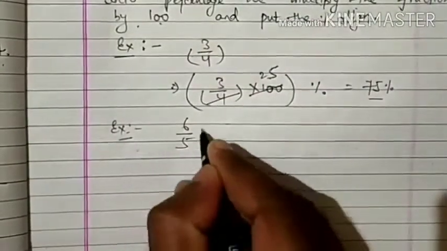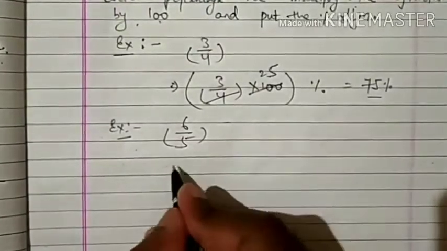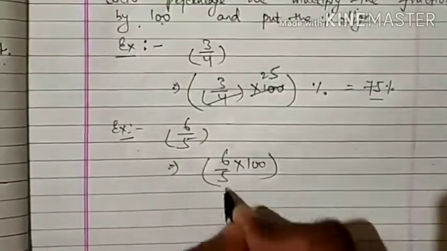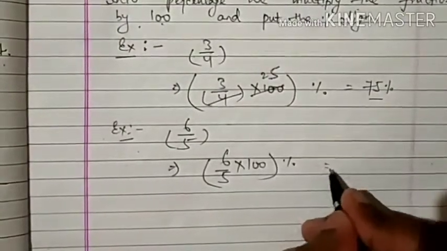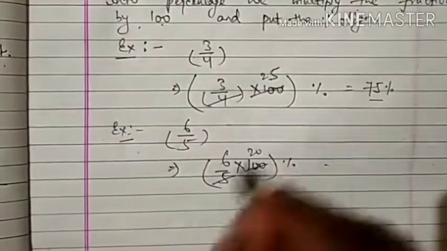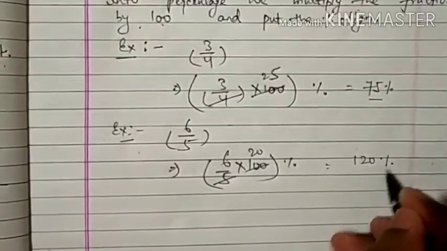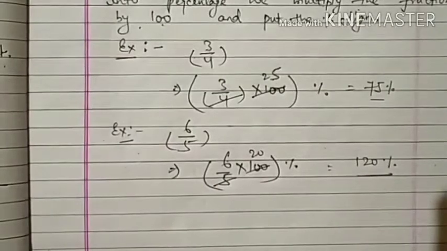Let's take one more example. 6 by 5. Okay, what we will do? We will simply write 6 by 5 multiplied by 100 and put a percent sign over here. 5 will divide 100 how many times? 20 times, and 6 into 20 will be 120%. So this is how we convert a fraction into percentage.